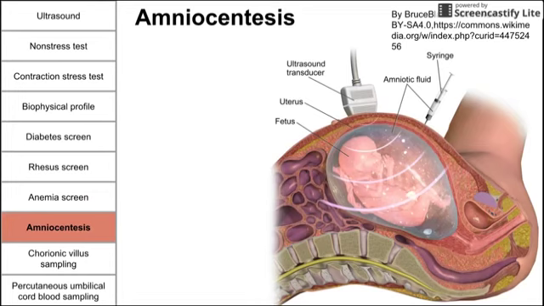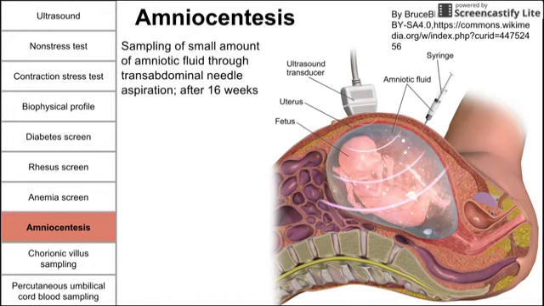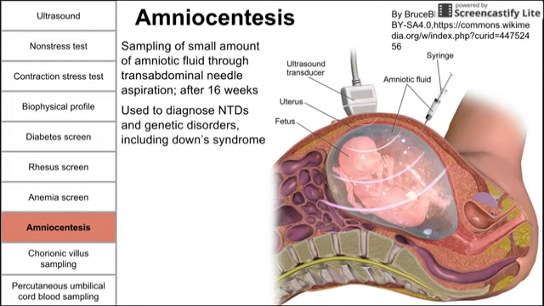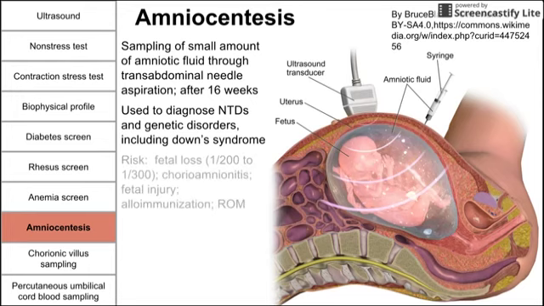Another test that can be done during pregnancy is amniocentesis, as shown in this image here. It is a sampling of a small amount of amniotic fluid through transabdominal needle aspiration, and this typically occurs after 16 weeks of gestation. You can use amniocentesis to diagnose neural tube defects and genetic disorders, including Down syndrome. However, there is a risk to amniocentesis, and that risk for fetal loss is about 1 in 200 or 1 in 300 procedures. There's also a risk for chorioamnionitis, fetal injury, alloimmunization, and early rupture of membranes.